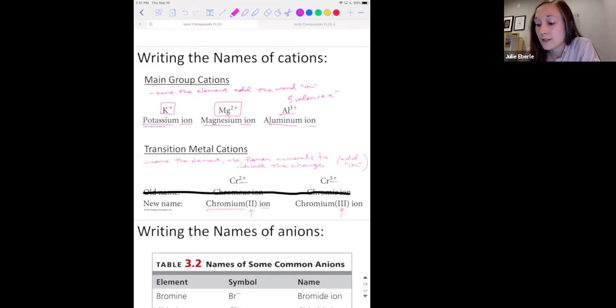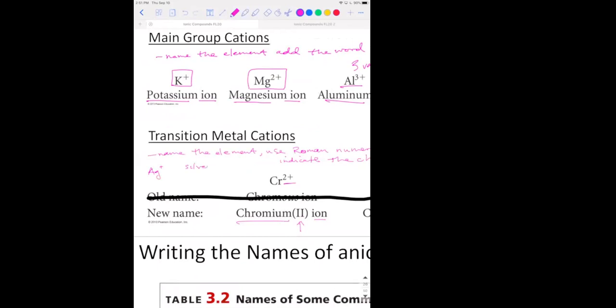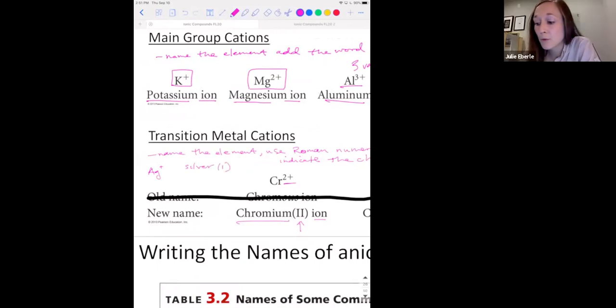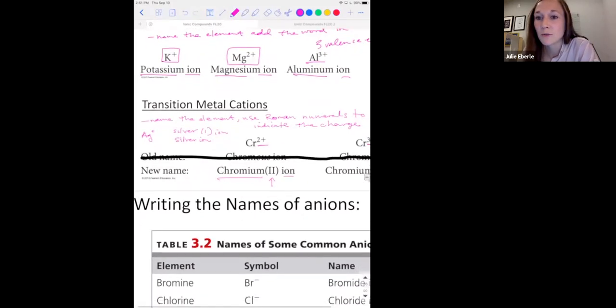Now, example with silver. Silver always does this. It just forms a +1. I would accept either thing. I would accept silver Roman numeral 1. That's okay. You can omit it if you want, and you can just write the silver ion, or you can write silver 1 ion. I would accept both. All right. You don't have to go memorize which transition metals invariably form one kind of cation, just so that you can omit the Roman numerals. Just know that if you use Roman numerals on transition metals, you'll be counted right.